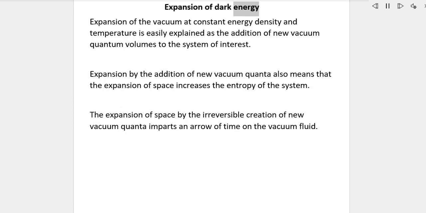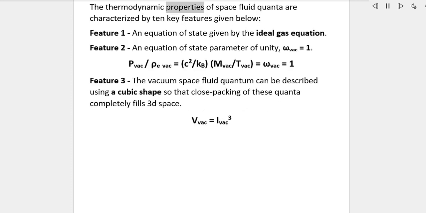Expansion of dark energy. Expansion of the vacuum at constant energy density and temperature is easily explained as the addition of new vacuum quantum volumes to the system of interest. Expansion by the addition of new vacuum quanta also means that the expansion of space increases the entropy of the system. The expansion of space by the irreversible creation of new vacuum quanta imparts an arrow of time on the vacuum fluid. The thermodynamic properties of space fluid quanta are characterized by 10 key features given below.